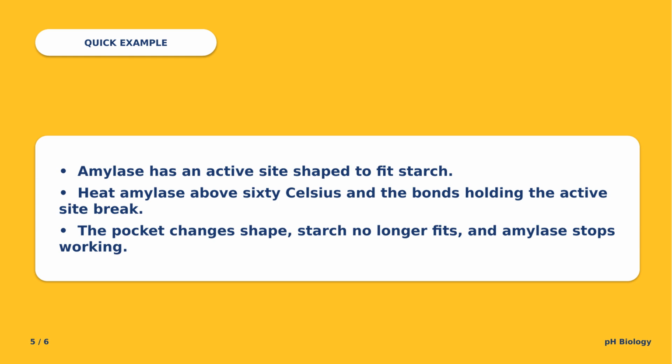Quick example, amylase has an active site shaped to fit starch. Heat amylase above 60 Celsius and the bonds holding the active site break. The pocket changes shape, starch no longer fits, and the amylase stops working. That's why we keep the amylase practical at 35, to keep the active site intact.